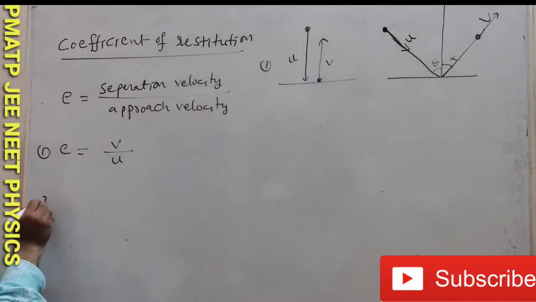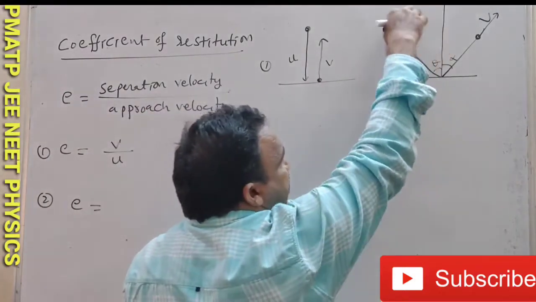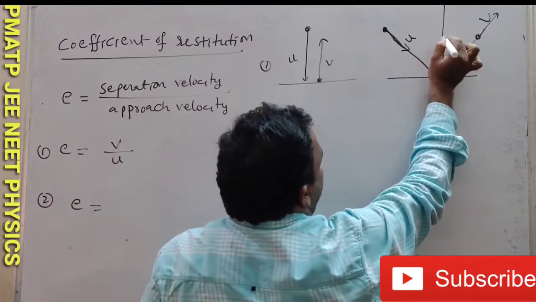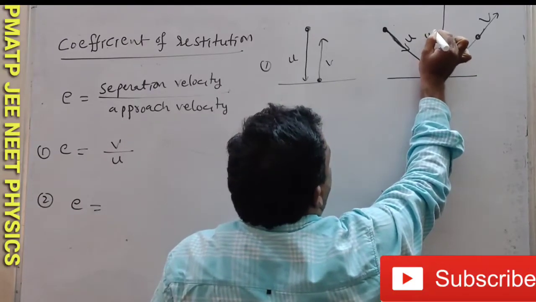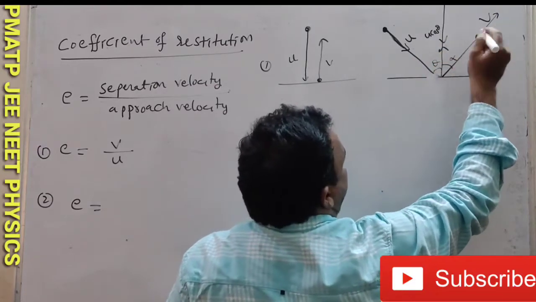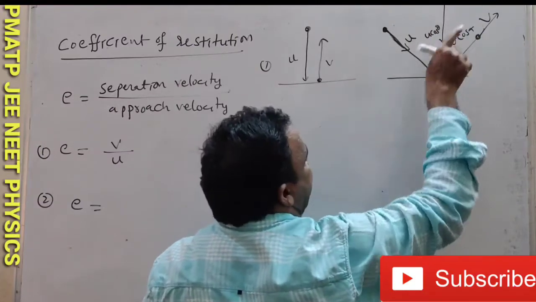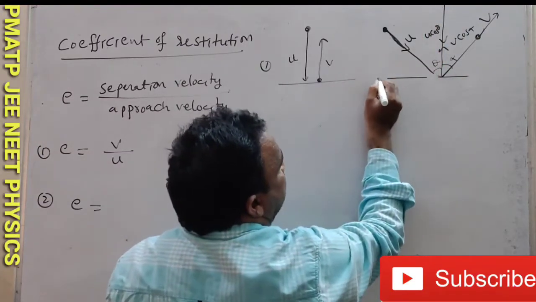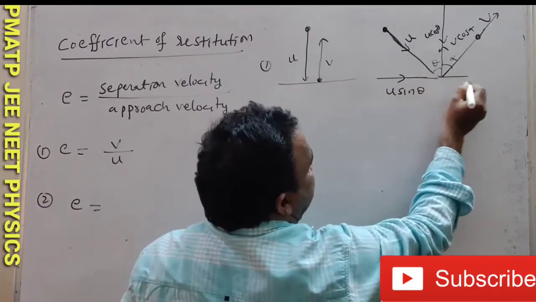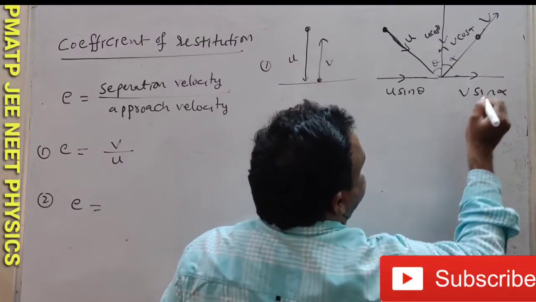For the second case, the ball falls on an incline. Resolve u: the approaching component is u cos theta, and the separation component of velocity is v cos alpha. Now you should resolve u and v along the normal direction and also along the tangent direction. This is u sin theta. This is v sin alpha.